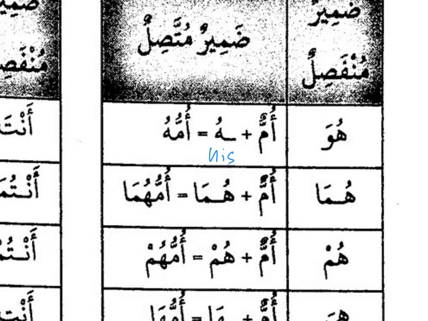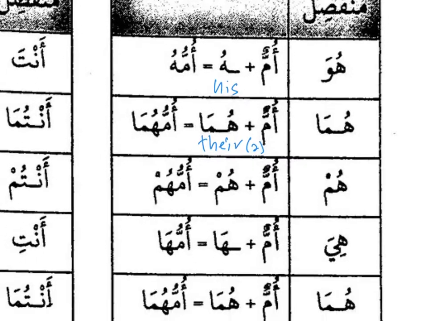So how do we say their? The word is also huma. But this huma is different from the first huma, because the first one is damir munfasil, which means they. But this one is damir muttasil, and the meaning is their. And since it is muttasil, it has to be connected to the word ummu. You cannot write ummu and then space and huma. No, you have to combine the two words. Therefore, it becomes ummuhuma, their mother. So remember, this huma is for two.